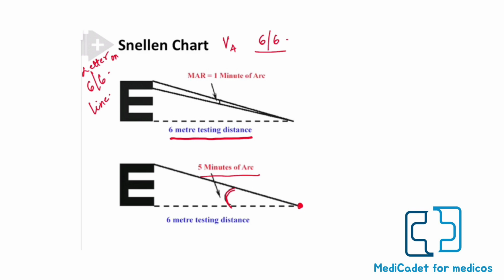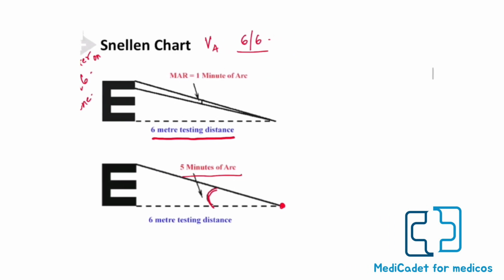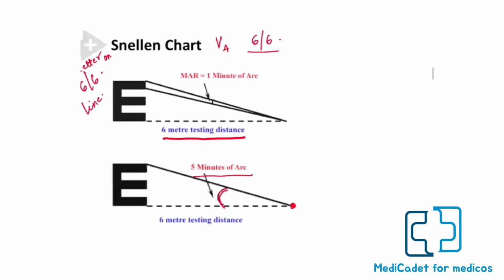Now if a person's visual acuity is 6 by 6, this means that every letter on this 6 by 6 line is subtending an angle of 5 minutes of arc at the center of the eye, and each part of the letter is subtending 1 minute of arc at the center of the eye. Only then the visual acuity will be 6 by 6.